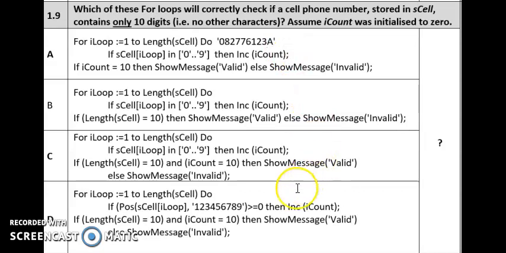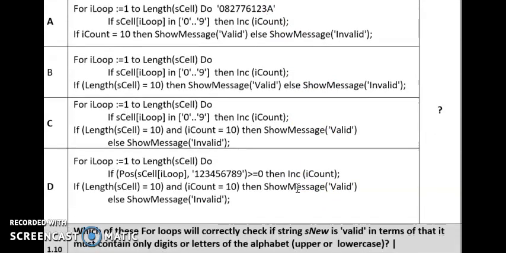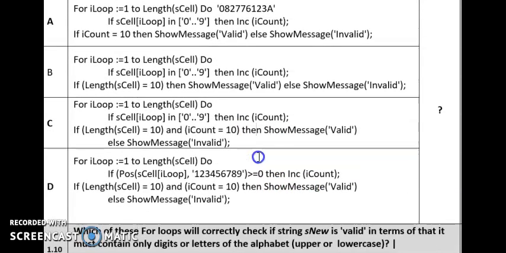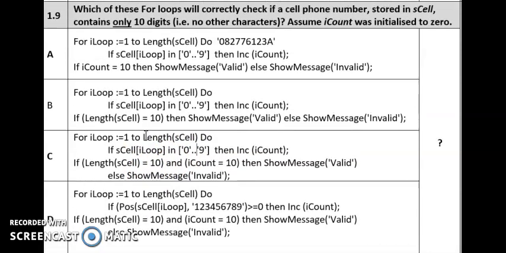Okay, let's go and have a look at the last one. Right, let's keep in order and look at number C. This one's again pretty much doing the same thing as the others, so it's checking correctly if each character in the string is in the set of digits 0 to 9, increments the count, but this one checks if the length of the cell string and the count is equal to 10.